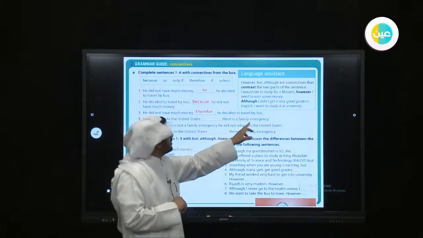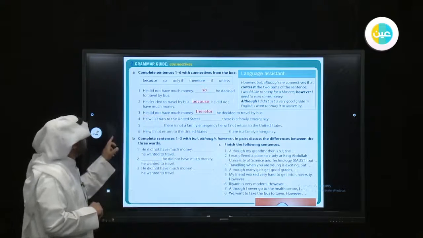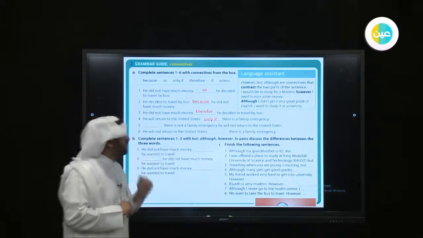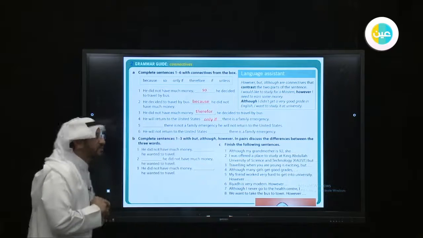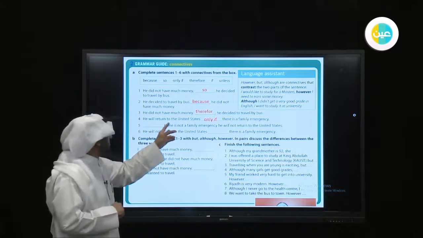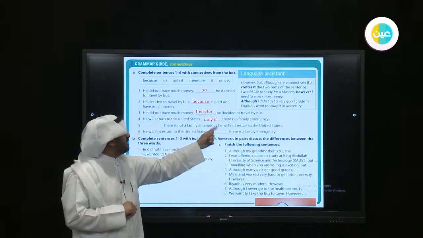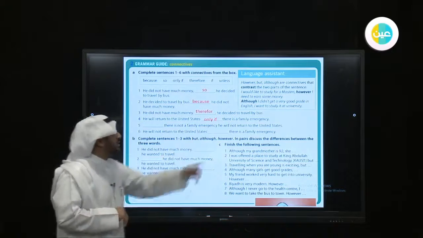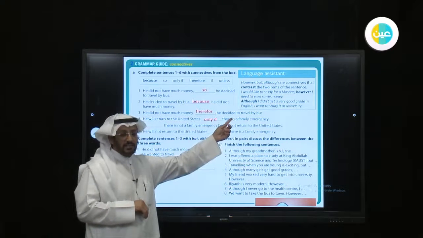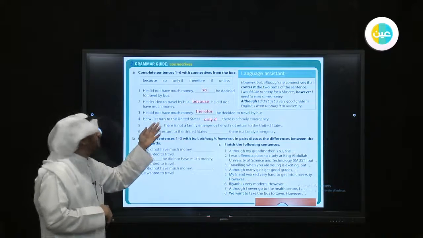There is a family emergency. Only if. The correct choice is only if. He returned to the United States only if there's a family emergency. This is cause. The second part is cause. The first part is effect.